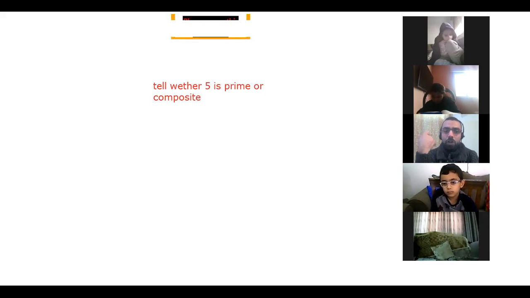Now 6 is also a composite because it has many factors: 1 times 6, 2 times 3. So it's a composite. 7 is a prime. Why? Because 7 is just 1 times 7. There are no other 2 numbers whose multiplication equals 7, right? 8 is composite. So you need to tell me if a number is a prime or composite, okay? Do you have any problem with the composite and the prime thing?